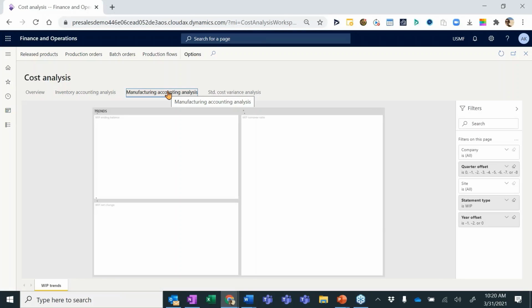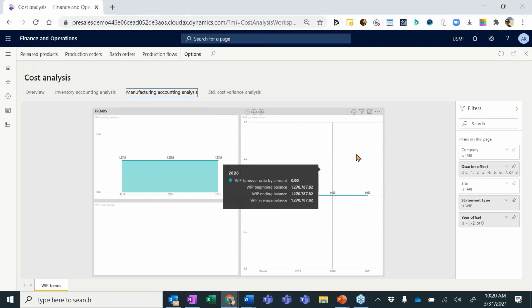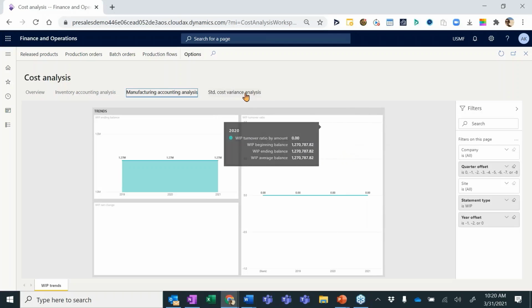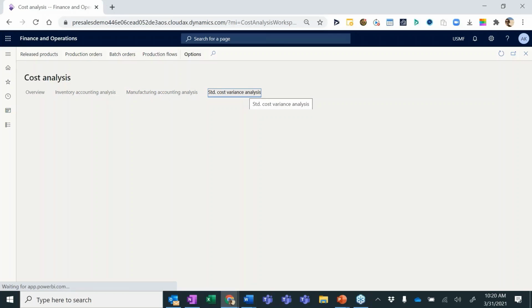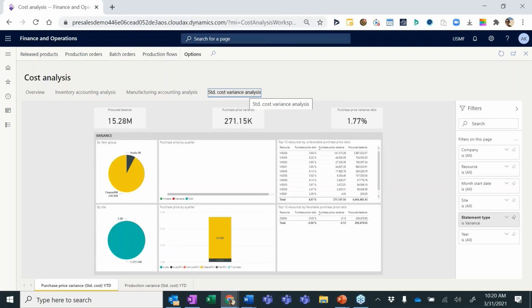My manufacturing accounting analysis, I'm looking at my work in progress ending balances, this is going year by year. I could look at it by period, my turnover rates, etc. And then I have a nice out-of-the-box view of standard cost variance analysis. So for those of you that love standard cost, and I do, you'll see a couple of things here.